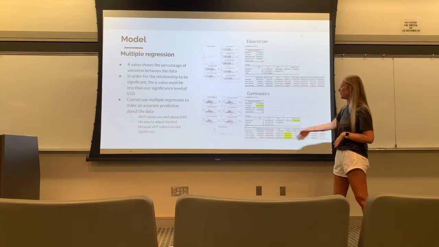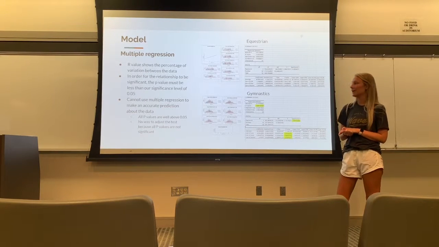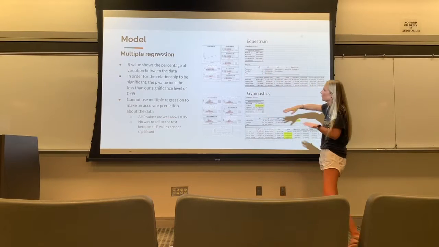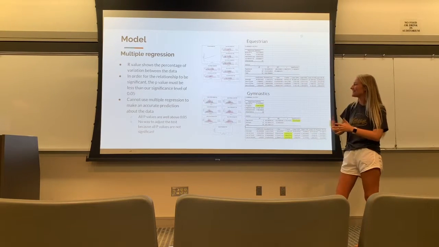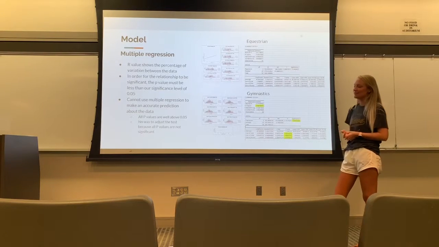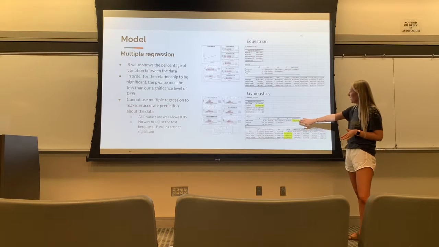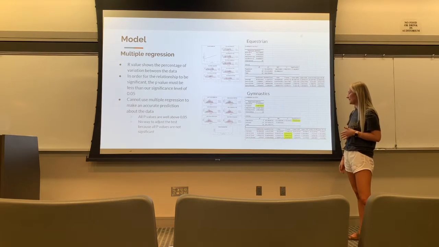So the R value right here shows that 60% explains 60% of our variation. And as you can see, this is 16% up here for equestrian. So between the sports, there's lots of difference. In order for the relationship to be significant, we need to look at the p-values. So right here you can see that this is a significant number because it's less than 0.05 at 0.002.